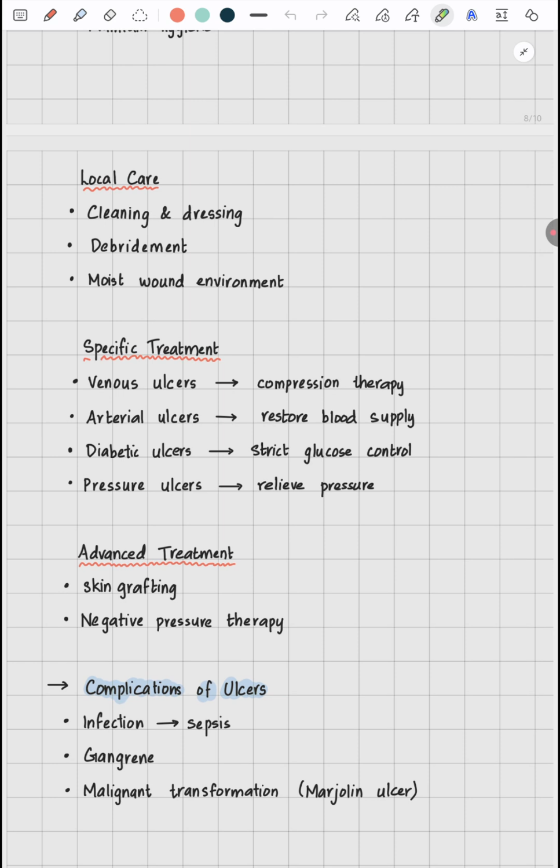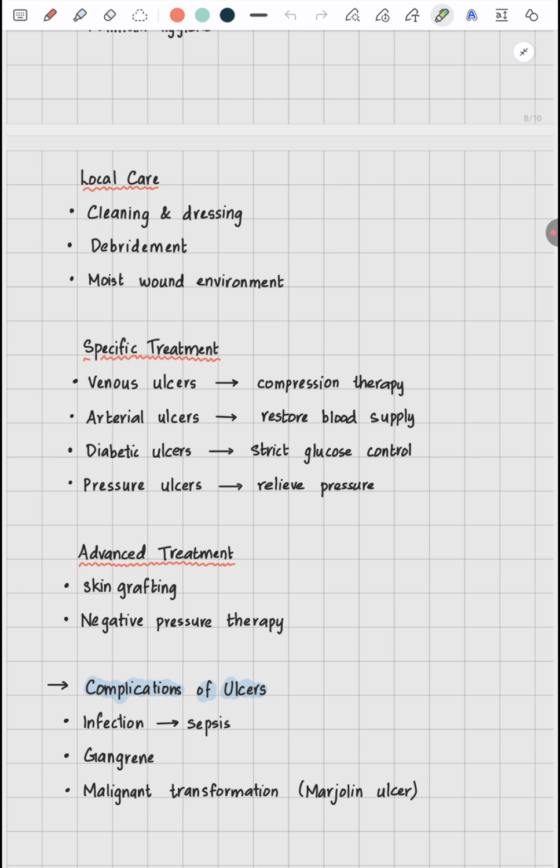One important modern concept is maintaining a moist wound environment as it promotes faster healing compared to a dry environment. Before we conclude, remember this key clinical principle. Whenever you see a non-healing ulcer, do not just treat the surface. Always think about the underlying cause, whether it is vascular, diabetic, infective, or malignant.